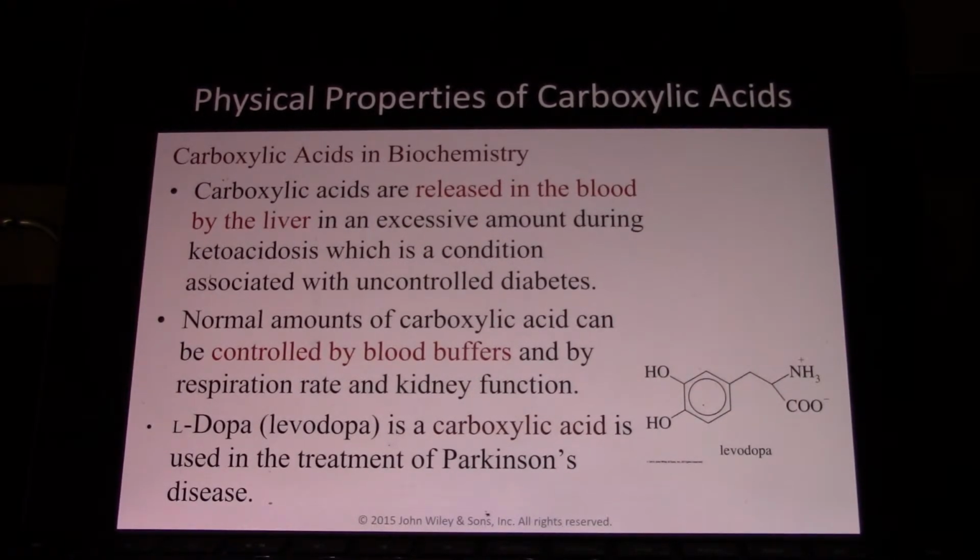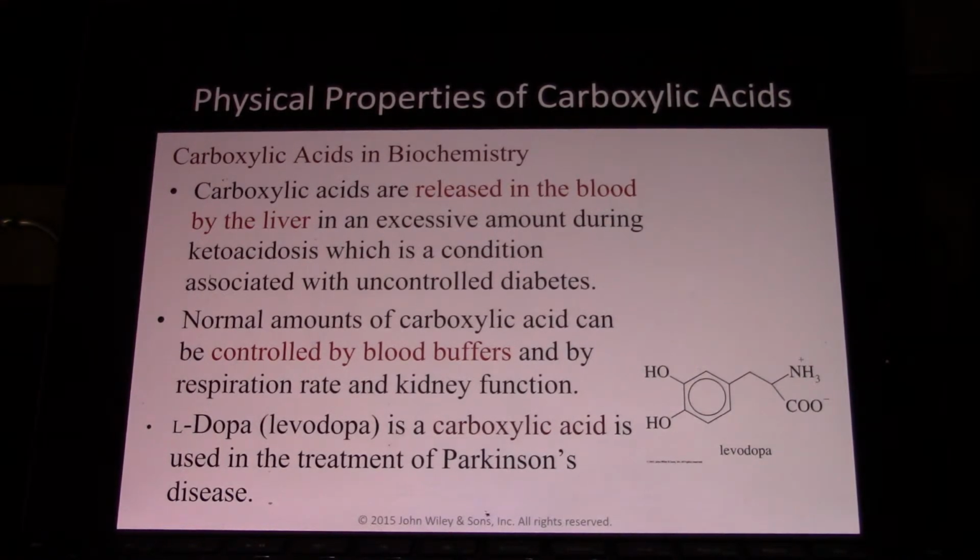Carboxylic acids in biochemistry. Carboxylic acids are released into the blood by the liver in excessive amounts during ketoacidosis, which is a condition associated with uncontrolled diabetes. Normal amounts of carboxylic acids can be controlled by blood buffers and by the respiratory rates and kidney functions of the body. If too many carboxylic acids get into the blood, now we have acidosis and the blood's getting too acidic, and that is a pretty serious emergency.